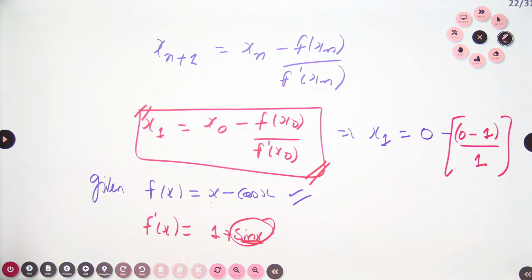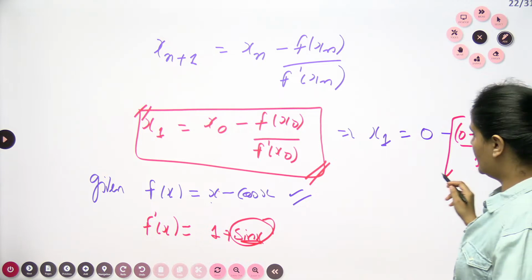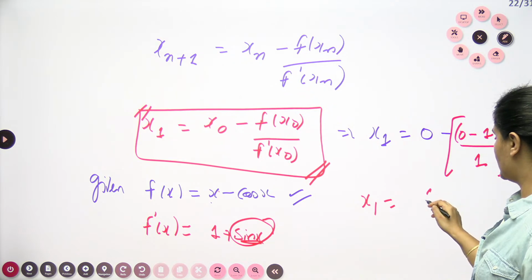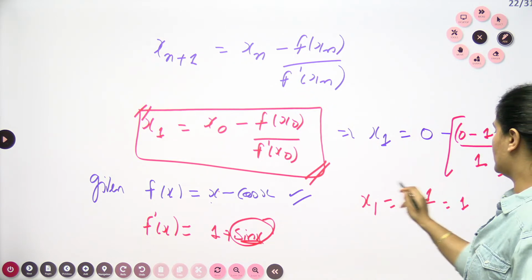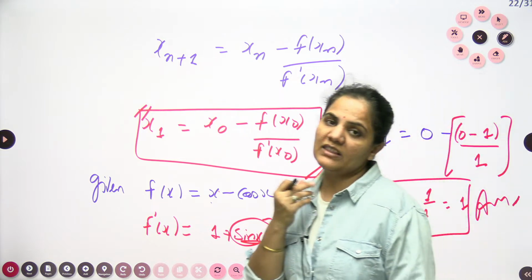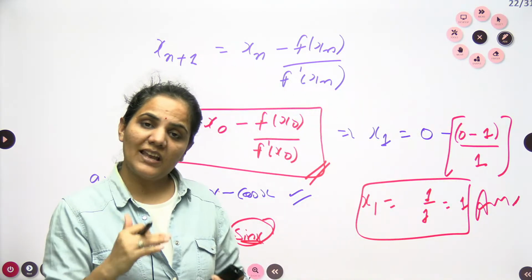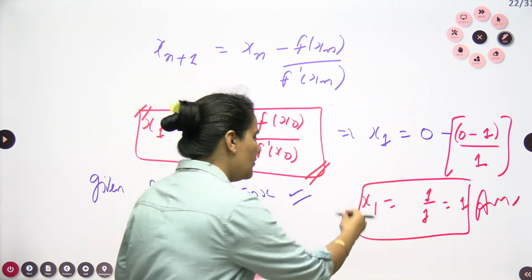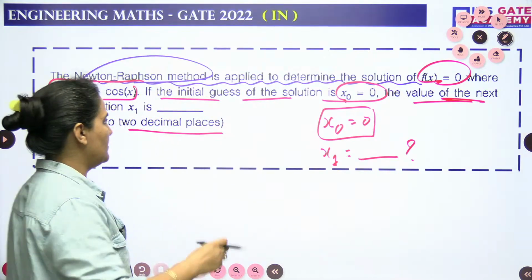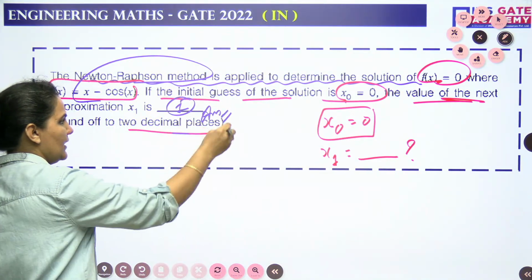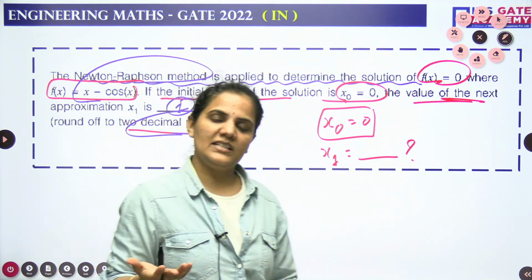When you approach it, you can see that in the denominator we have 1, so x1 equals minus minus plus 1 by 1, which is equal to 1. Very easily we can see that my first approximation, when the initial root x0 is 0, is x1 equals 1 by the Newton-Raphson method. You can write down the answer directly as 1, because this is a numerical answer type question and very easily we can approach it.